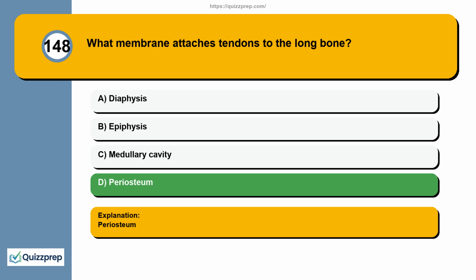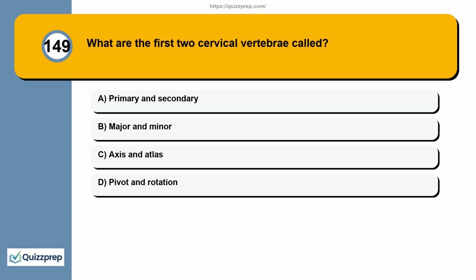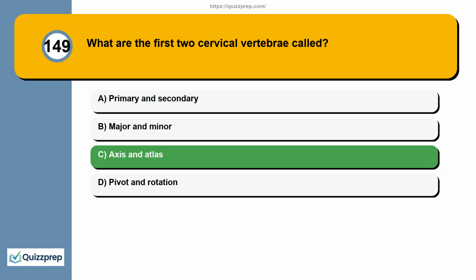Periosteum. Question 149. What are the first two cervical vertebrae called? Option A, primary and secondary. Option B, major and minor. Option C, axis and atlas. Option D, pivot and rotation. The correct answer is option C, axis and atlas.